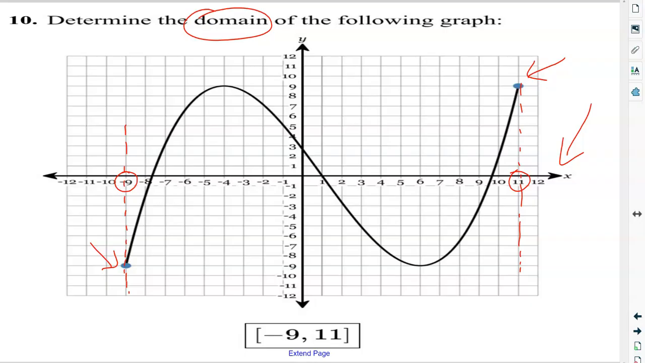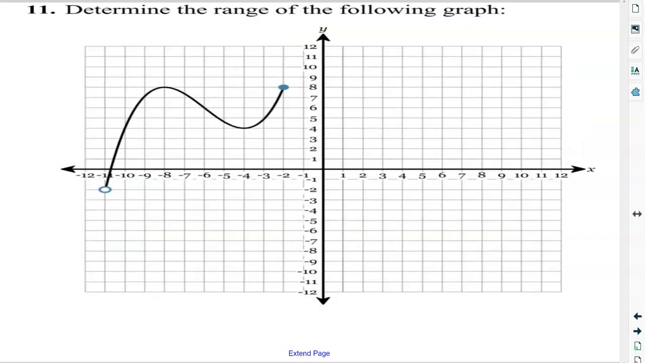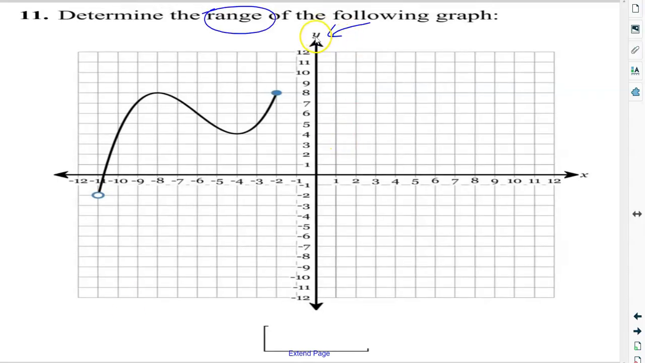All right, let's look at another one. Okay, let's determine the range of the following graph. So now we're talking about range. So with range, we're going to look at the Y. So all the numbers are going to be on this axis. So we want to know how low it goes to how high it goes.